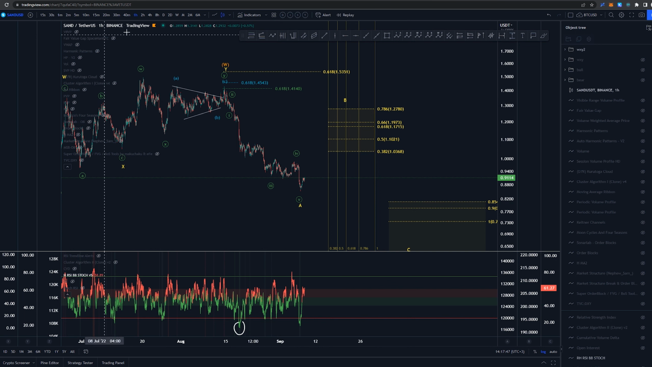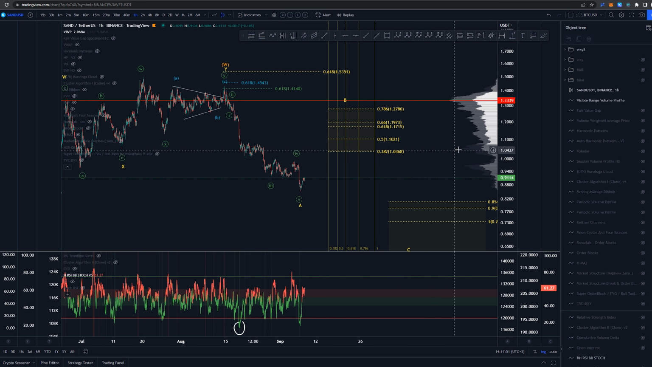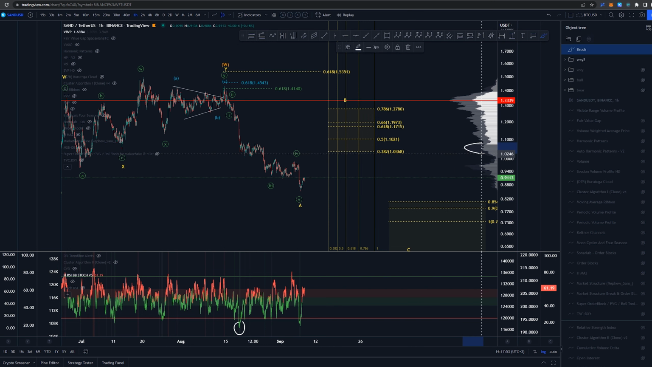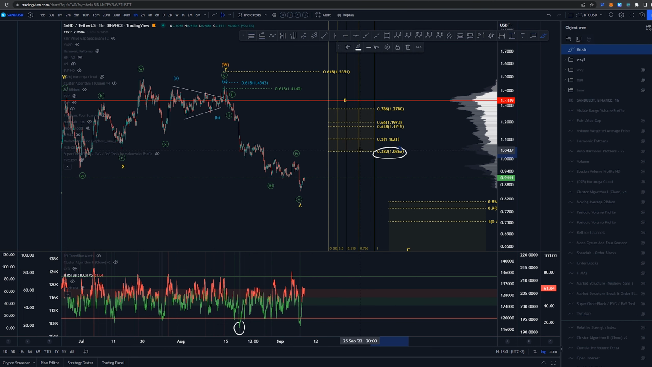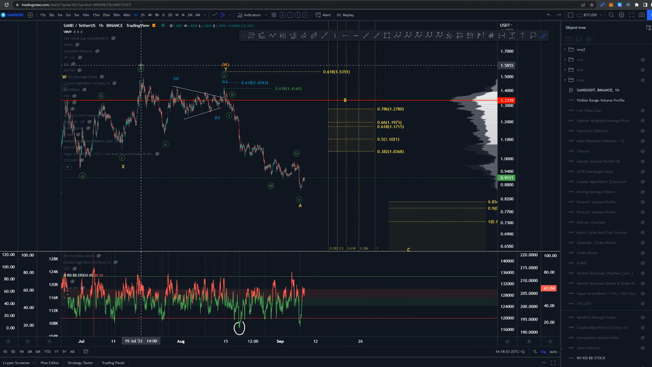Let's see if there is some kind of confluence with the volume here. There is some kind of volume bump here. That was probably this one, yeah. So that would be around the 38.2. That is definitely one of the targets where I would be taking profits on this if I was on here.